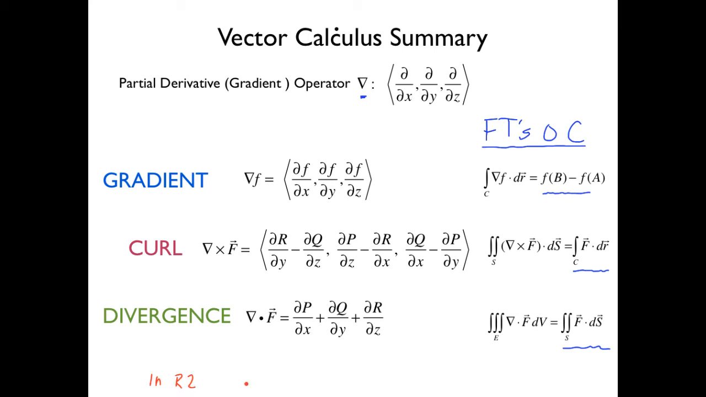So if you have curl in R2, which direction does it point? Yeah, in or out of the plane, right? So it only has a z component. So in R2, the curl is what? The curl is 0, 0, qx minus py.